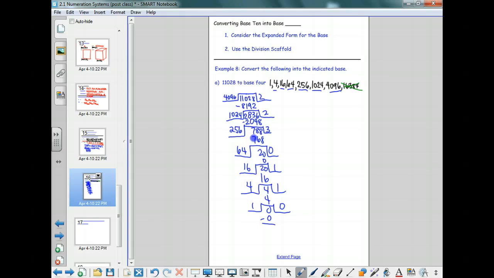So you might say, okay, fine, there are a lot of funny divisions and some of the things were zeros, and that was really weird, but here's the cool thing. This is your answer. 2, 2, 3, 0, 1, 1, 0, base 4. That is your answer. And you can read it straight off the scaffold, which is pretty cool.